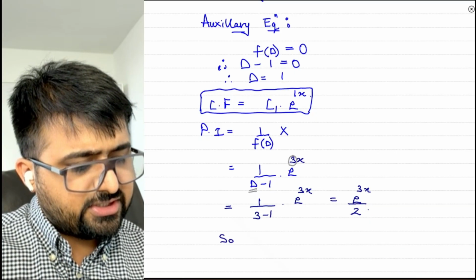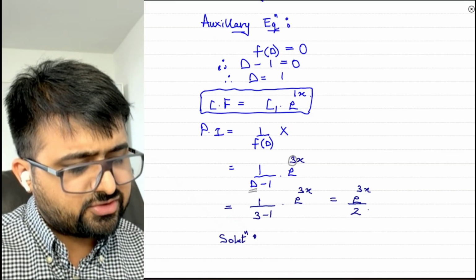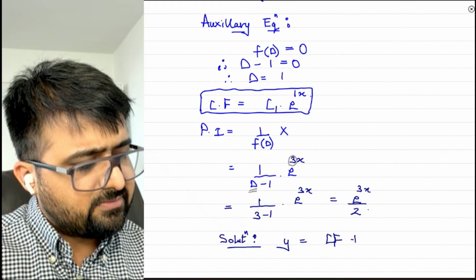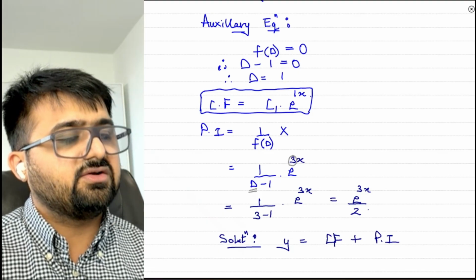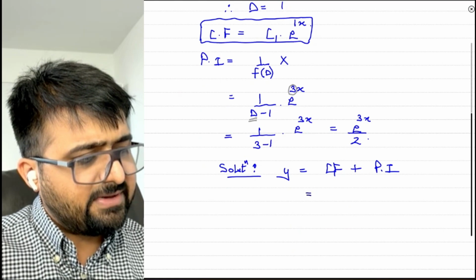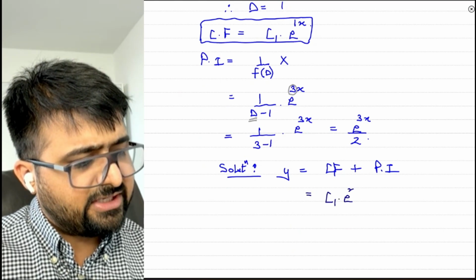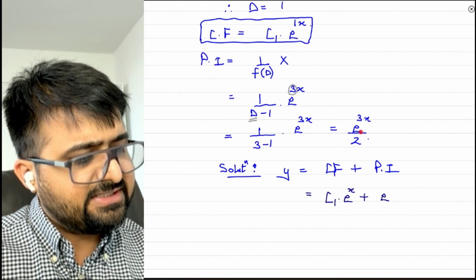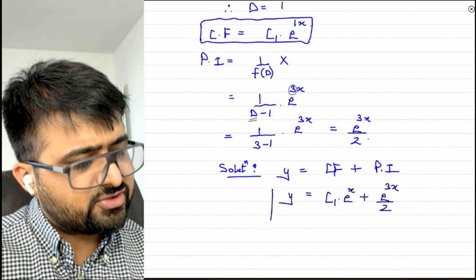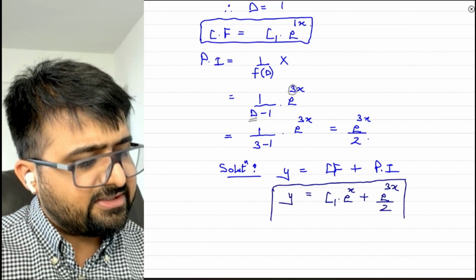Now your solution is going to become y is equal to complementary function plus particular integral. Complementary function and particular integral we already found. So the complementary function is c1 e to the power x plus the particular integral is e to the power 3x divided by 2, and that's your general solution of that differential equation.